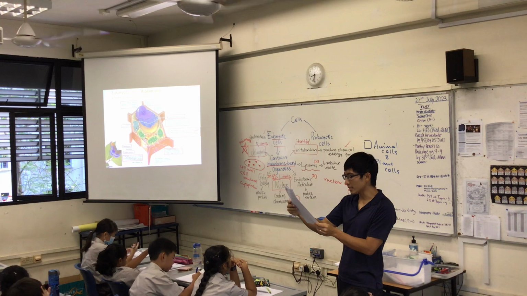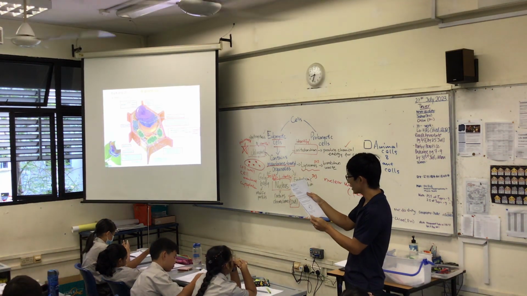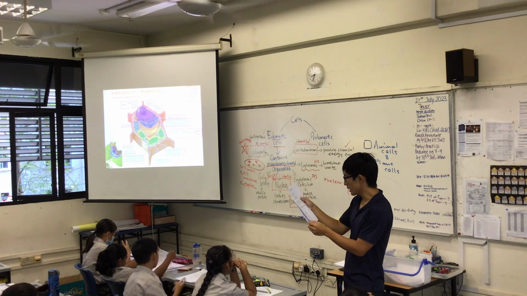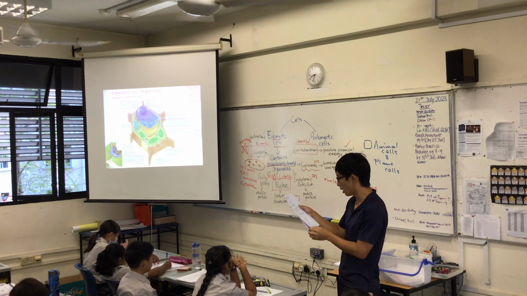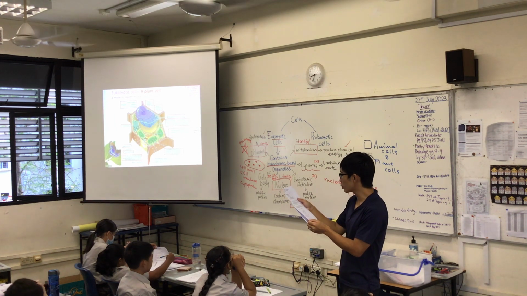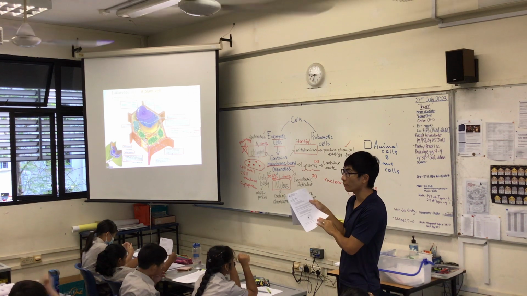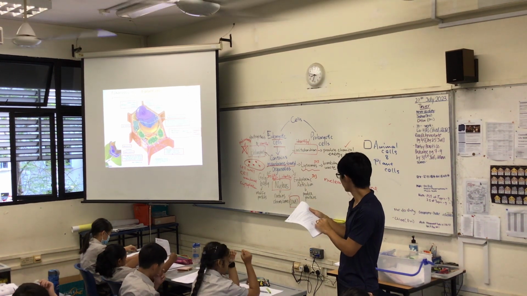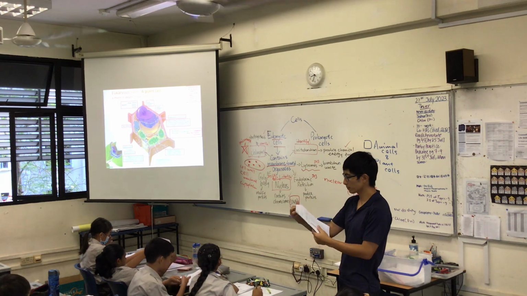So what is the function of the numbered parts? Which part controls entry of substances? Number 4. That is correct. It cannot be number 2. Number 2 is the cell wall. Which part produces sugar or food? Number 3, the chloroplast. So D for dog is the correct answer. Okay, let's flip to the next page.